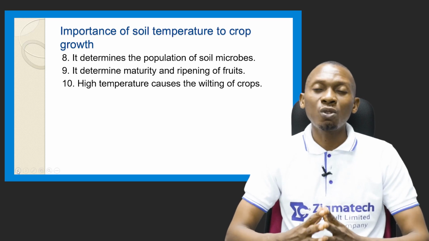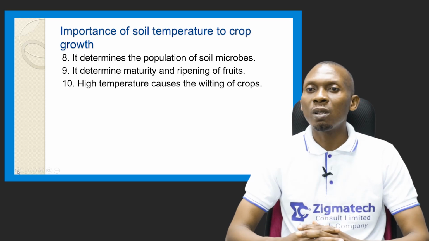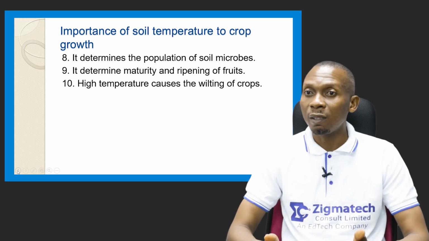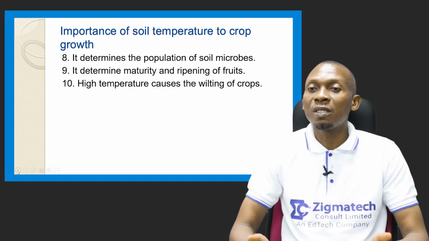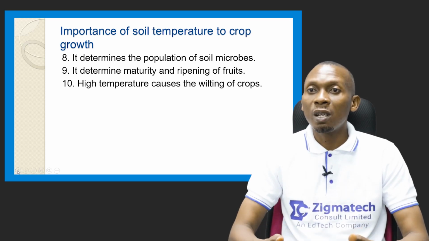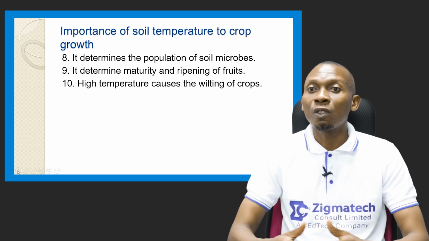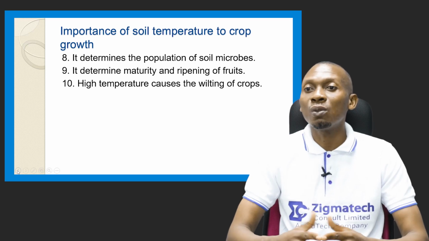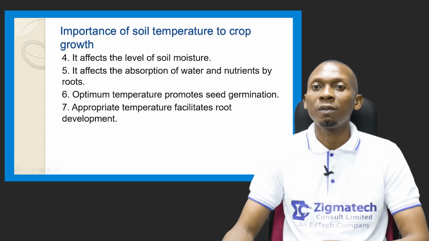When the temperature is too high, crops wilt. That means they lose a lot of moisture, and a lot of transpiration takes place. That's loss of water through the leaves of the plant is higher. Loss of water from the soil is also higher, that's evaporation takes place more. So you find out that the crops are deprived of water, which can lead to the wilting of the crops.